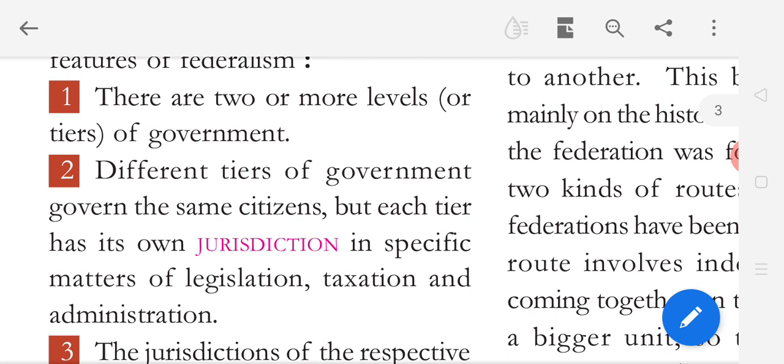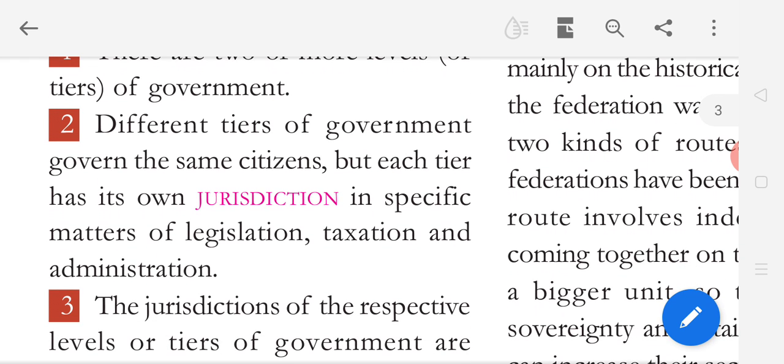First one. There are two or more levels of government. Tier means level of government. Different tiers of government means different levels, layers, different types of government. Tiers means here level. So different levels, different governments.